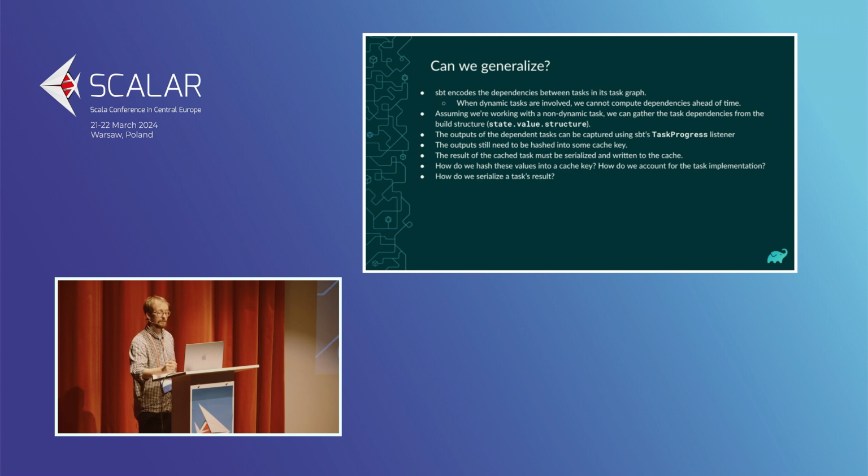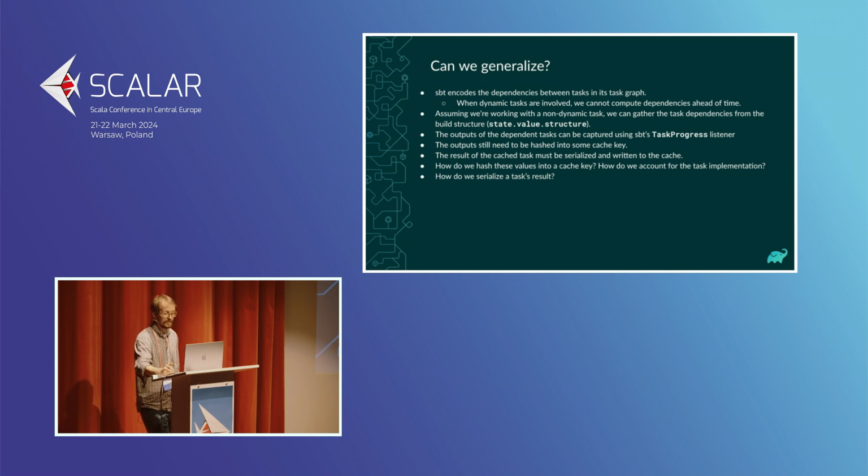So that's how we can get the inputs of the task. We still need to get the outputs of the dependent tasks so that we can hash them, see whether we've seen those before, and ask in the cache. We can get those through SBT's task progress listener. That's a callback that gets called whenever a task finishes. We have the task key along with the result. So we can get the inputs, we can get the outputs of those tasks. We still need to hash them into a cache key, one way or another. And we still need to figure out how to serialize the result of the task in the end so that it can be written to the cache. So there are still those open questions.